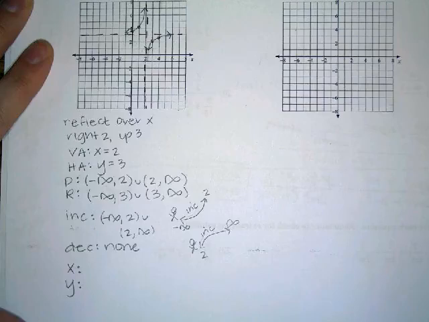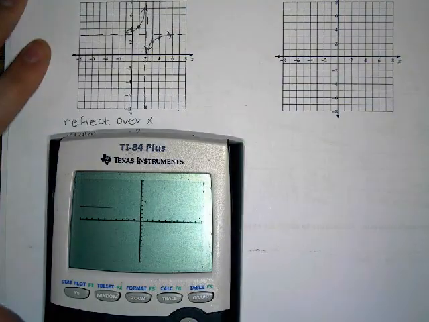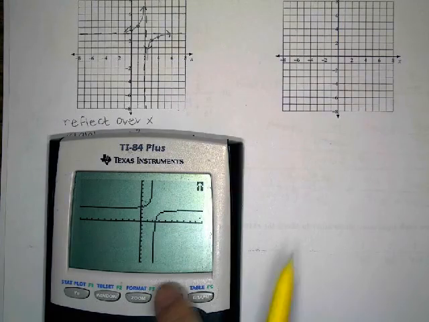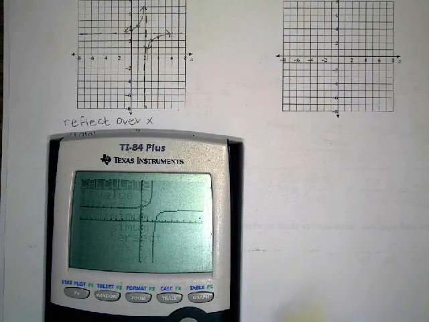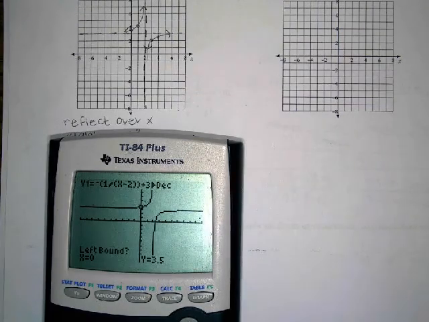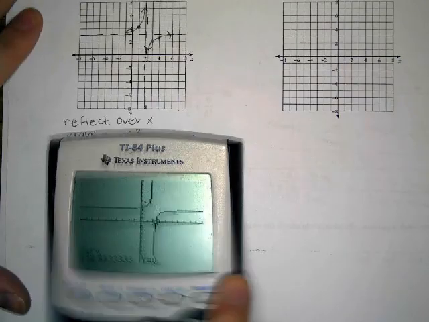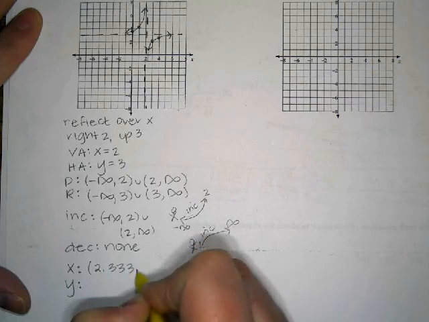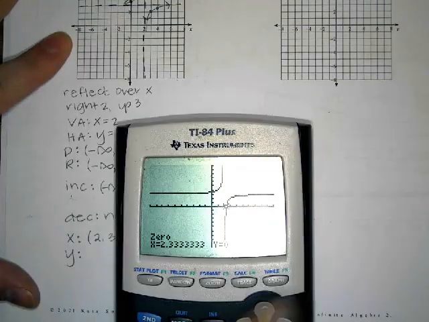So it's to the right of 2, so I'm going to do second trace, option number 2, and then when I do my left bound and right bound, I'm going to look to the right of 2. So from like 2 to 4: left bound 2, enter, 4, enter, ignore the guess, and press enter one more time. 2.333. For the y-intercept, I'm going to do second trace, number 1, and plug in 0. 3.5.